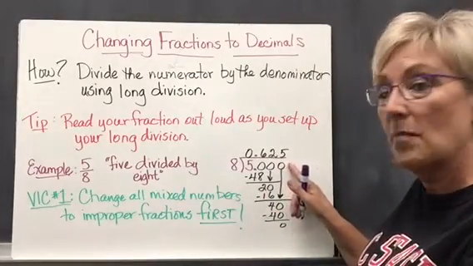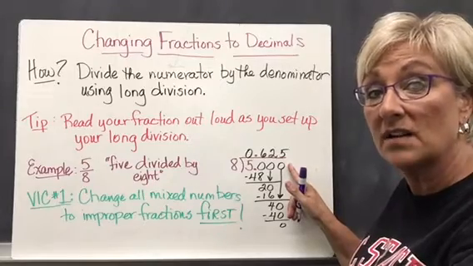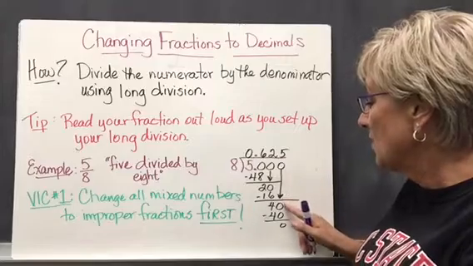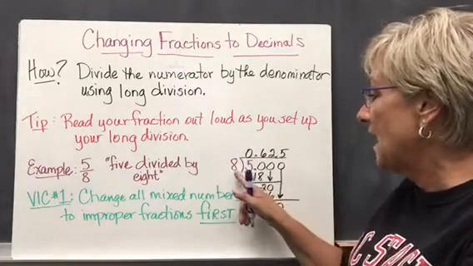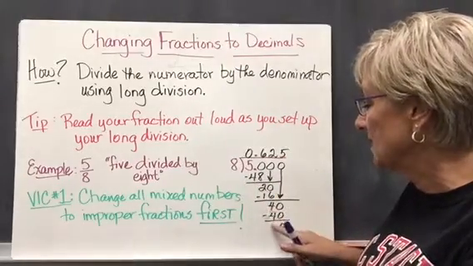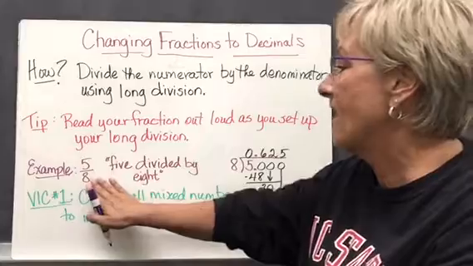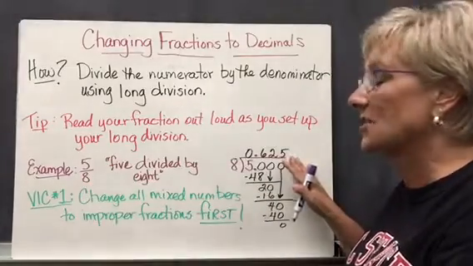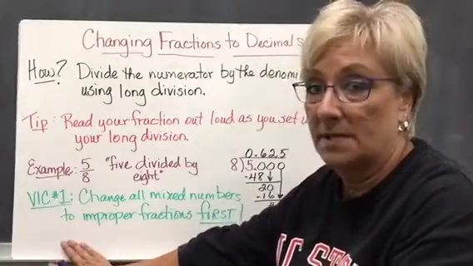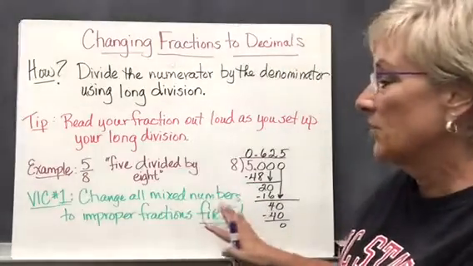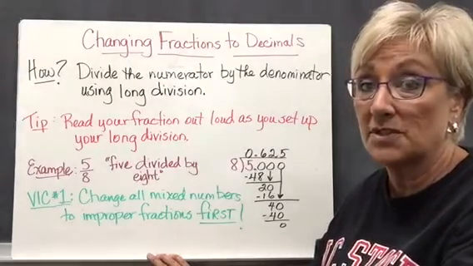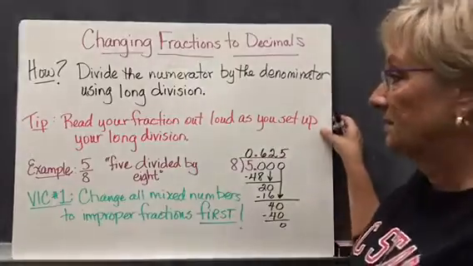Add another 0. Remember, we can add all the zeros we want to. It's not going to change the value of our number. So when I add a 0 to 4, I have 40, and I know that 8 will go into 40 exactly 5 times evenly. So 5 times 8 is 40 with nothing left over. So 5/8 is the same thing as 625 thousandths. Very important concept, number 1. Anytime I'm working with mixed numbers, you want to change those mixed numbers into improper fractions before you start dividing first.